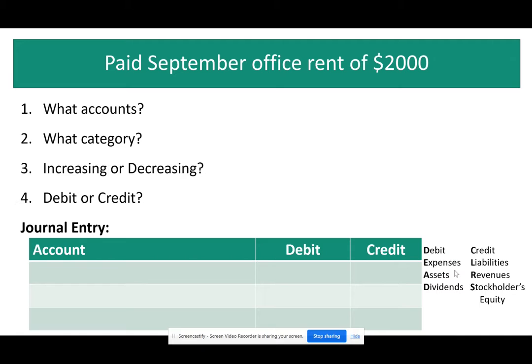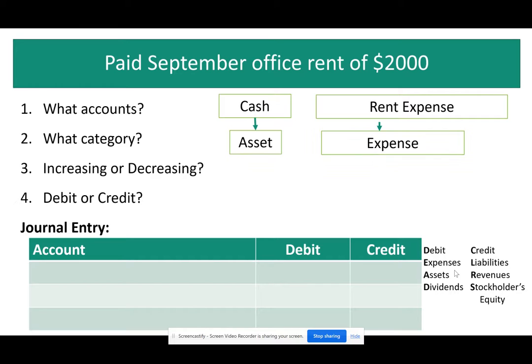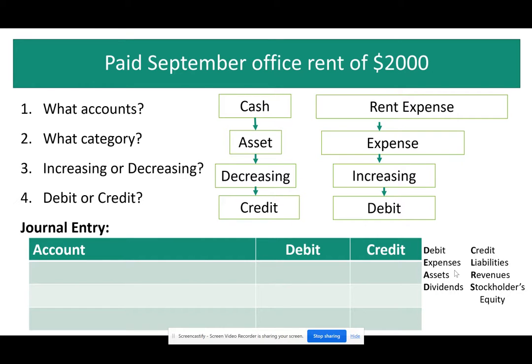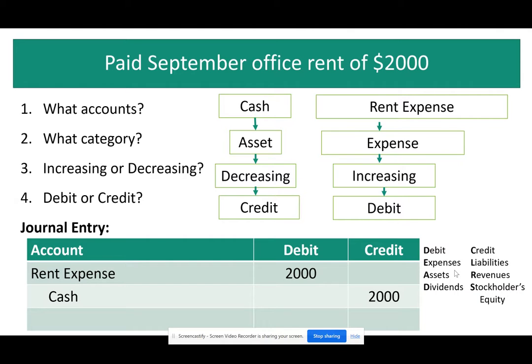Let's look at another similar example. Here, we're paying our September office rent. So again, it's cash that's being used. And in this case, we would call it rent expense. It's a cost of doing business that we're paying our rent. Again, cash is an asset. Rent expense is an expense. Our cash is decreasing and our expense is increasing. And so therefore, we're going to credit cash and debit the expense. And there's our journal entry.